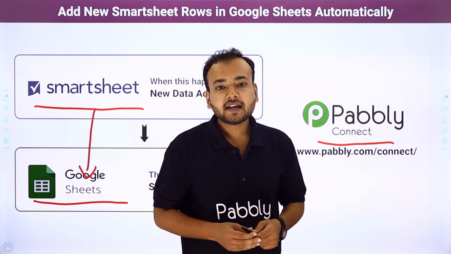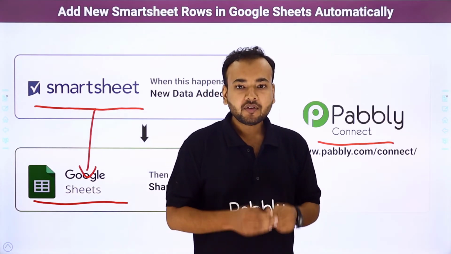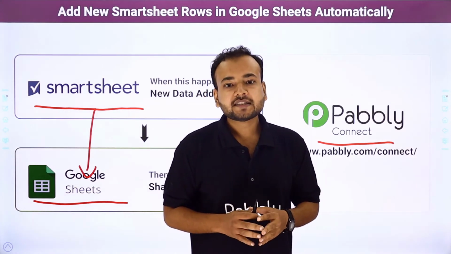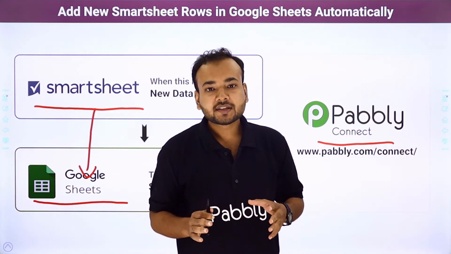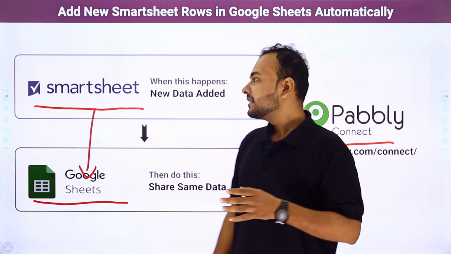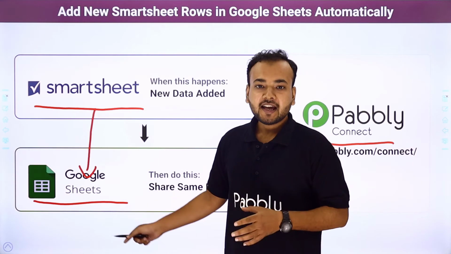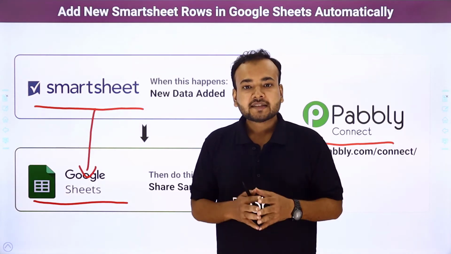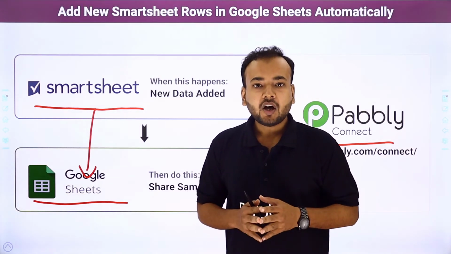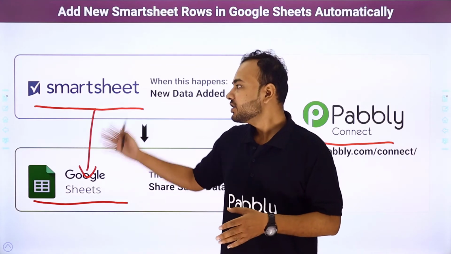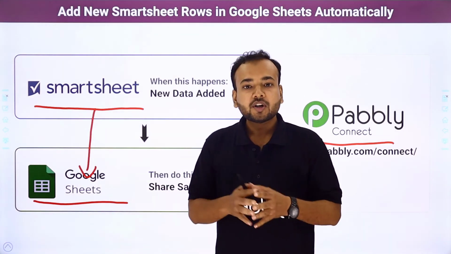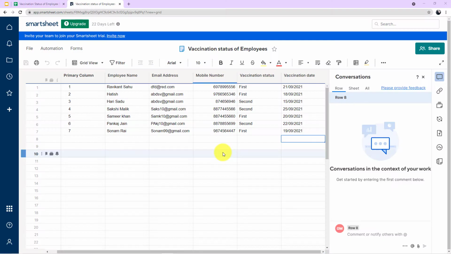So guys, Pabbly Connect is an integration and automation software, and the best part of it is that you will not require any coding skills or programming knowledge to make this connection between Smartsheet and Google Sheets. So now guys, let me give you a demo on my screen of how this connection between Smartsheet and Google Sheet is going to work in real time.